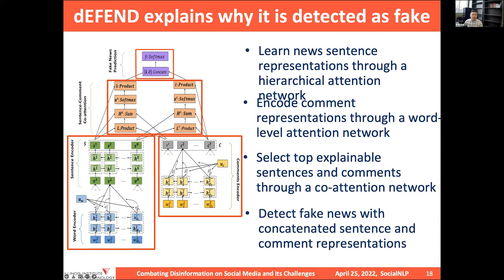After we train this model, how can we obtain the explainable information? What we do is use attention weights. As you can see here, we have S and C, as shown before we do the co-attention. We combine them together and then we have a weight associated with each news sentence and each comment. We use that as a way to measure the explainable degree.